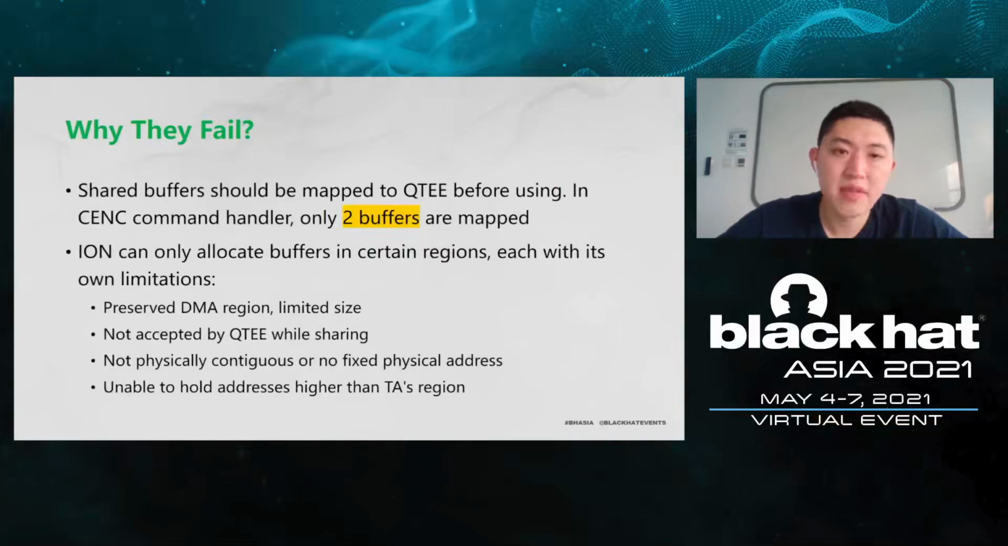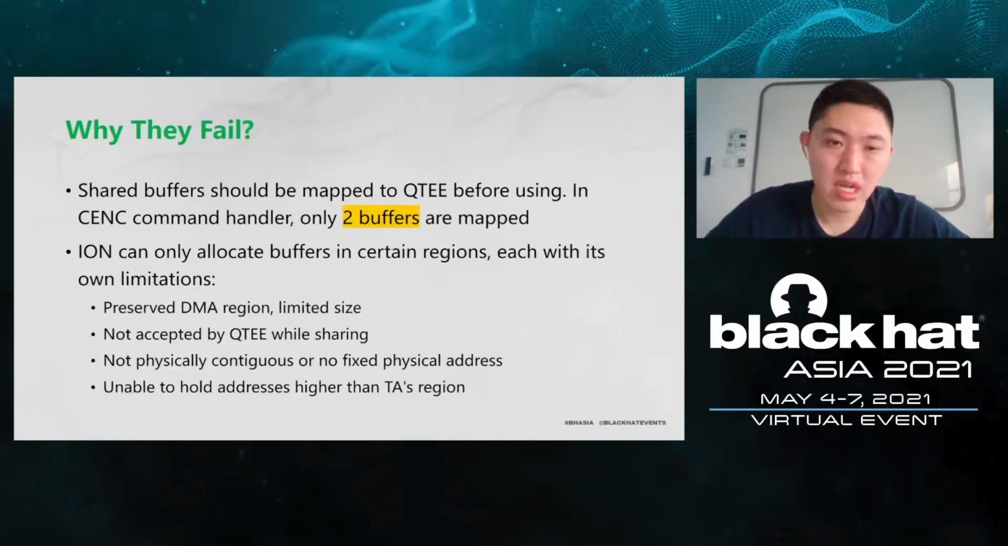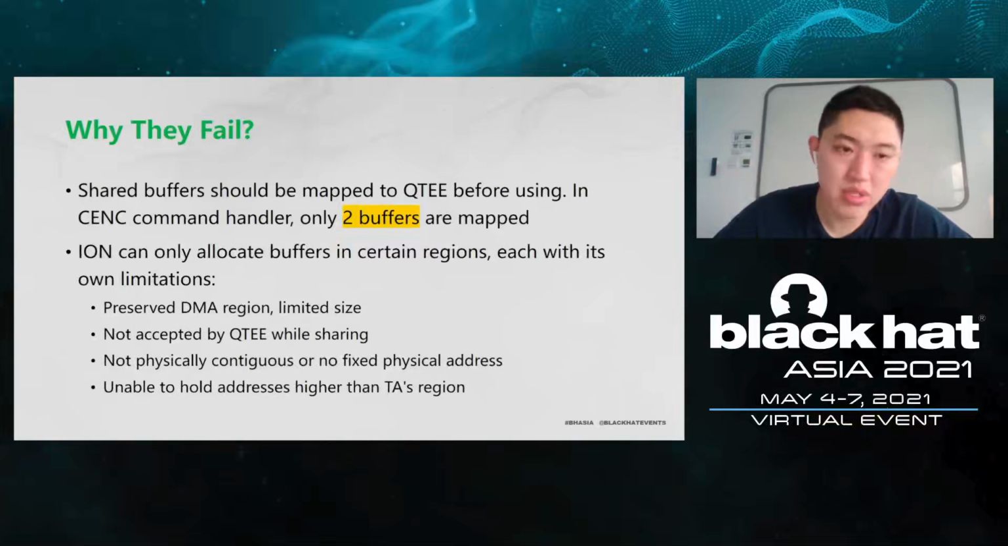But why? Firstly, we used the CNC command, which has a vulnerability, and the buffer should get mapped to the QTEE before it gets used. Well, the CNC command will only register up to 2 buffers. So plans using more than 2 buffers are not possible.